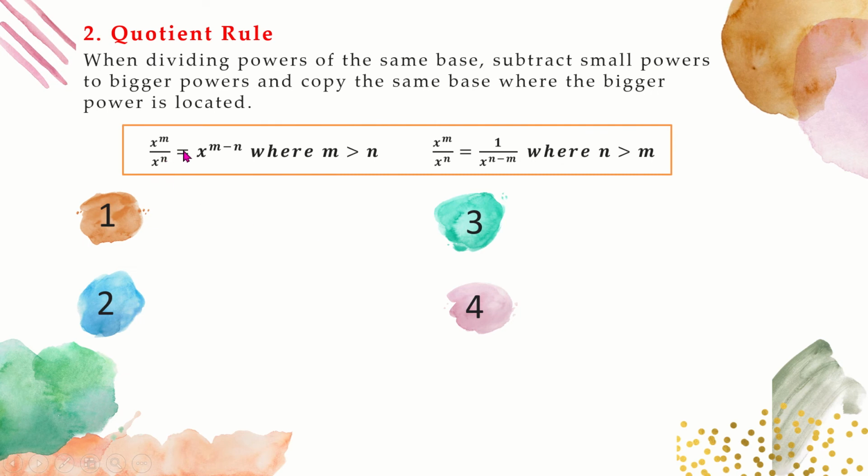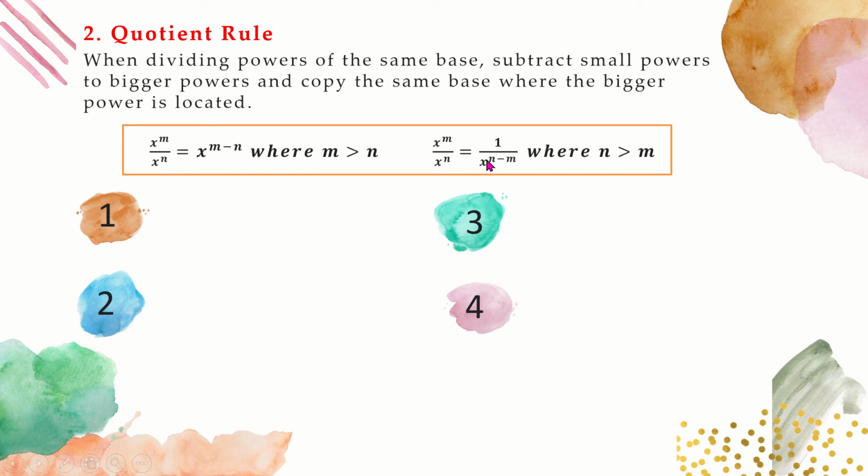When the exponent m on the numerator is greater than the exponent n on the denominator, the result will be this one. So the base should be written on the numerator. It is not on the denominator, unlike the second illustration. So that would be x exponent m minus n, when the exponent in the numerator is bigger than in the denominator.